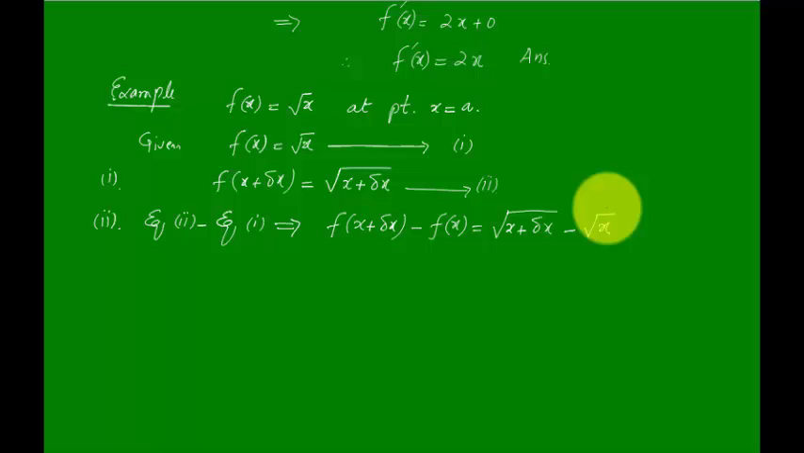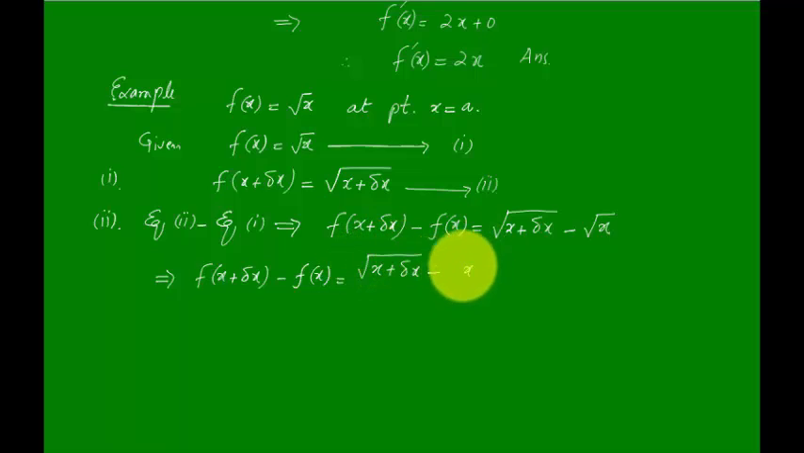Now this is a very implicit type of expression. So what we can do over here, on the left hand side, f of x plus delta x minus f of x is equal to, once I write it as the same one, square root of x plus delta x minus square root of x.